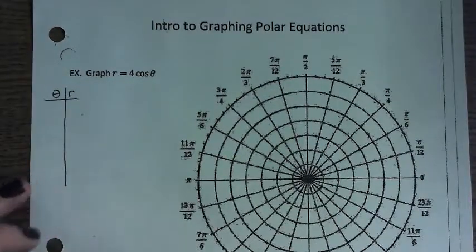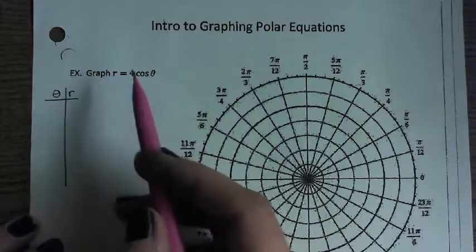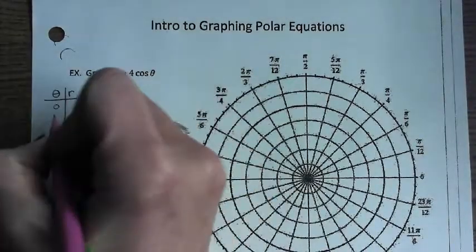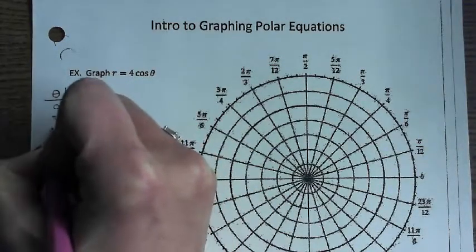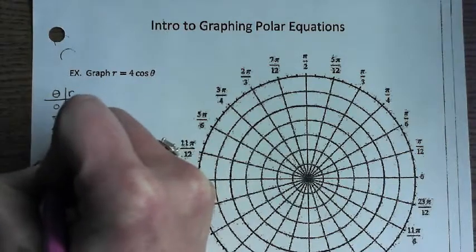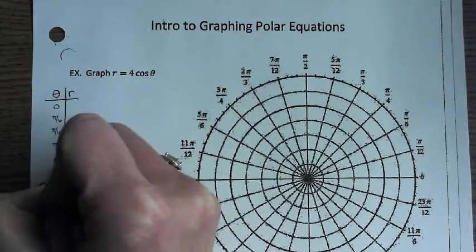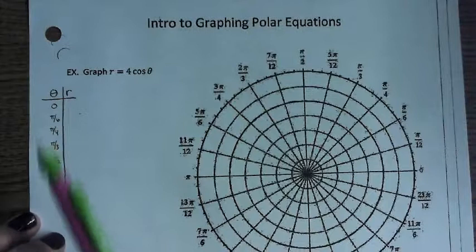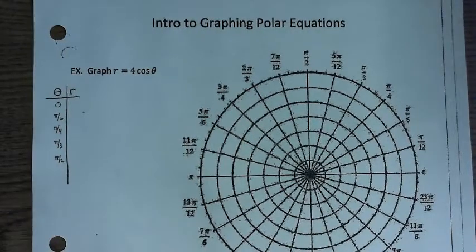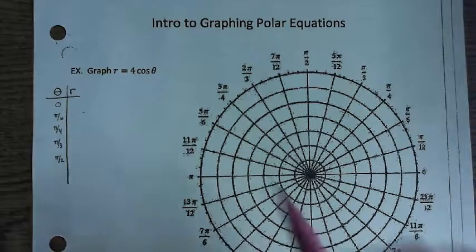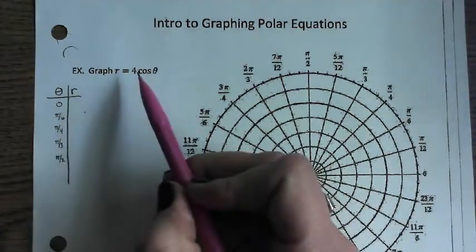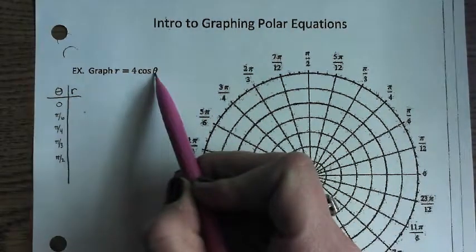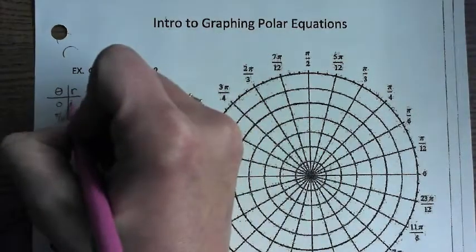So the thetas that we know the cosine values of are 0, pi over 6, pi over 4, pi over 3, and pi over 2. And that's just going to take us through the first quadrant. We'll get to quadrants 2, 3, and 4 afterwards. So when you plug in 0, what's the cosine of 0? 1 times 4 is 4.